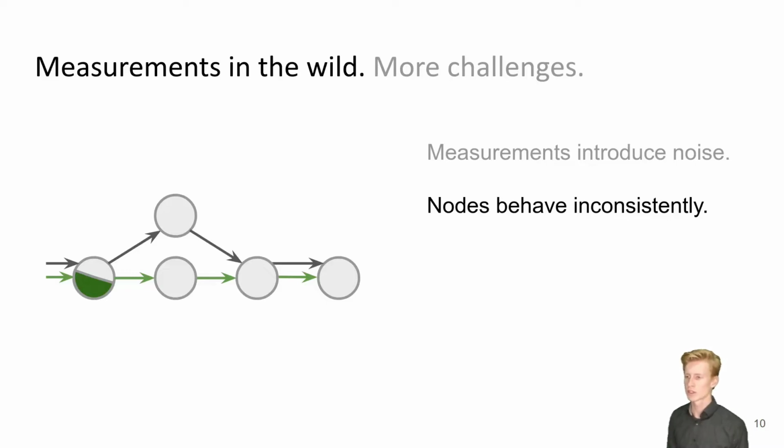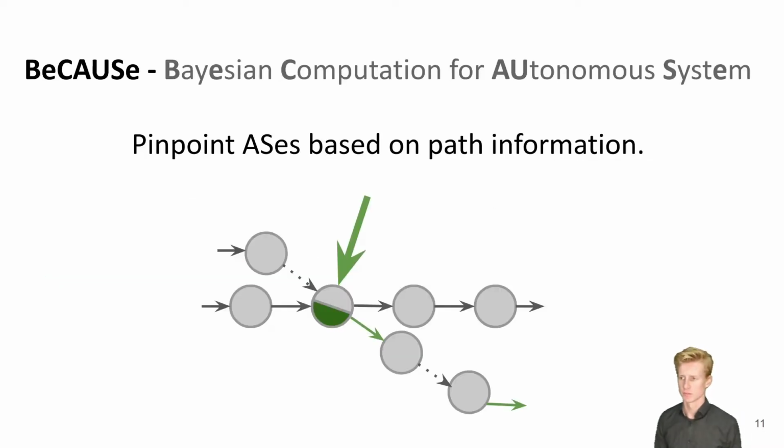So the equation we were just able to solve so easily suddenly becomes extremely difficult to solve because the path data we have measured contradicts and ASs are non-atomic entities. In some cases, the path measurements can lead to no result. This is where BeCAUSe comes in. Bayesian Computation for autonomous systems.